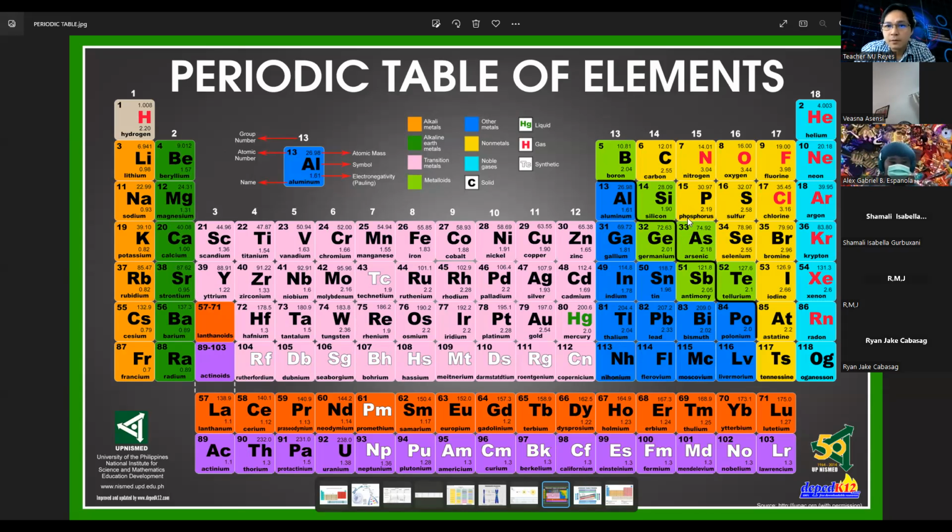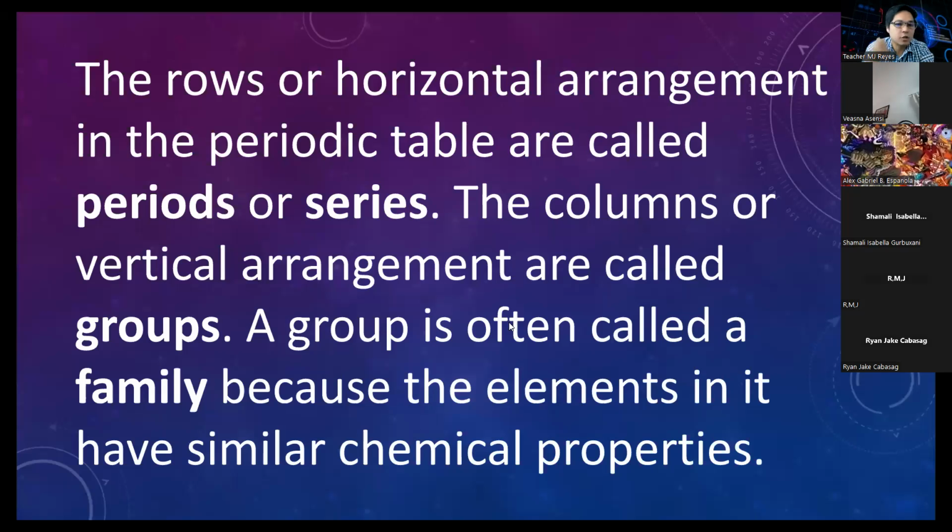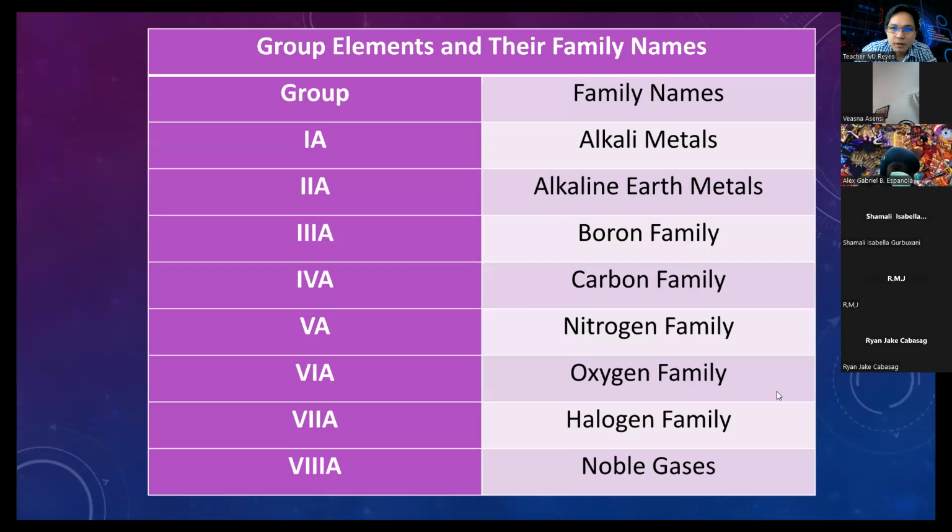Okay, so these are your what? Horizontal arrangement or your what? Your columns, groups. Yeah, the column. The group is often called family because the elements in it have similar chemical properties. Okay, these are the family. You will eventually familiarize this one. Do not memorize, as what I am always telling you.